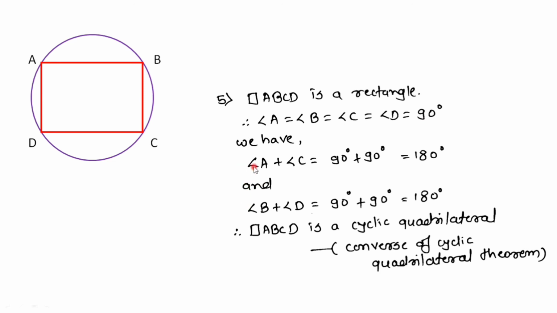Now from these two equations, we can see that the pairs of opposite angles of this quadrilateral are supplementary, and by the converse of the cyclic quadrilateral theorem, we know that if for any quadrilateral the pairs of opposite angles are supplementary, then that quadrilateral must be a cyclic quadrilateral. So quadrilateral ABCD is a cyclic quadrilateral. Here it is given that quadrilateral ABCD is a rectangle, and from that we have proved that quadrilateral ABCD is a cyclic quadrilateral. That means in general we can state that every rectangle is a cyclic quadrilateral.